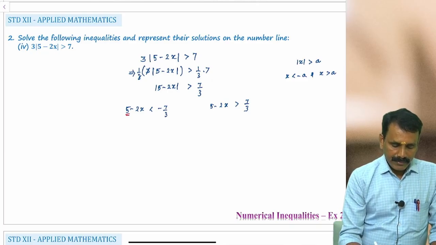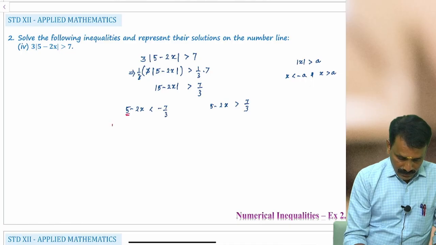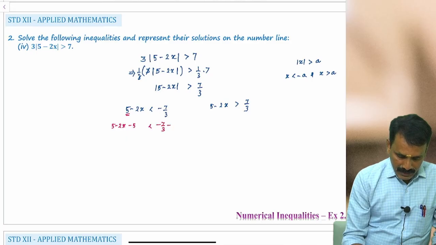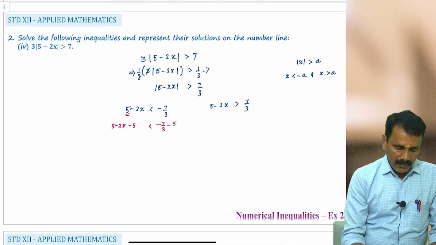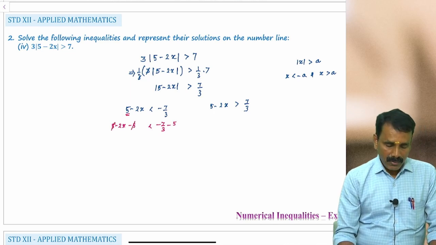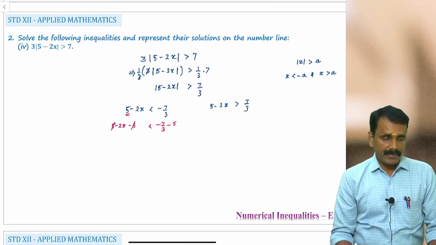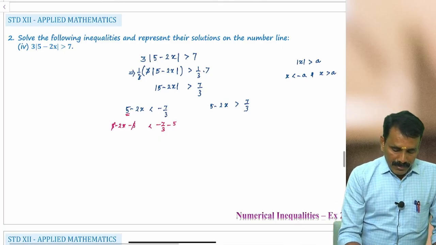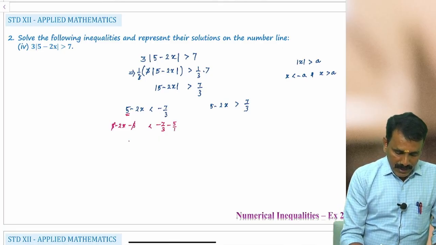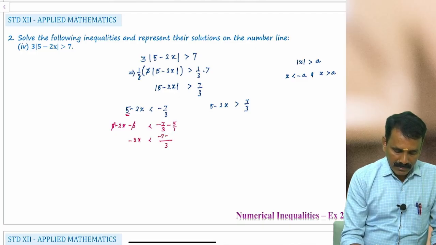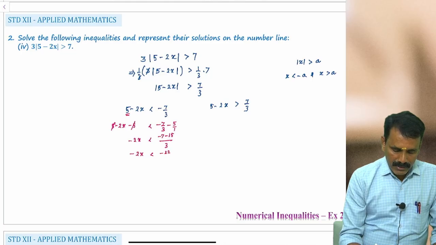Now, I want to remove 5. So, what should I do? 5 minus 2x, additive inverse of plus 5 is minus 5, less than minus 7 by 3 minus 5. So, on the left hand side we cancel this 5. What about the right hand side? Minus 7 by 3 minus 5. So, we must take the LCM for the right hand side. So, minus 2x will be less than, 3 is the LCM. So, 1 into minus 7 is minus 7, 3 into 5 is 15. So, minus 2x is less than minus 22 by 3.